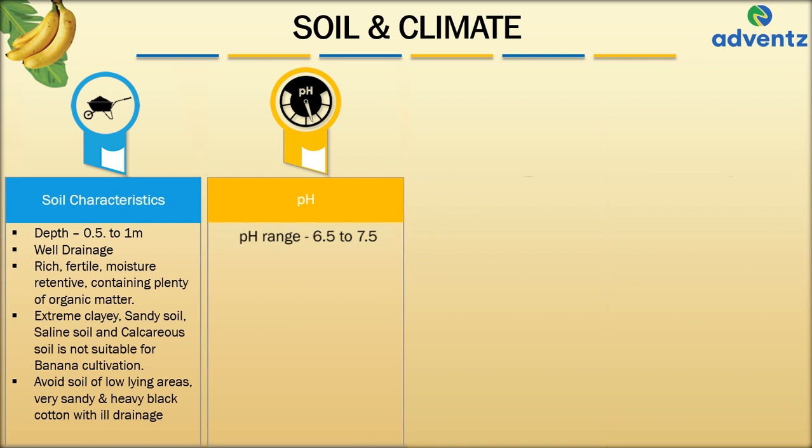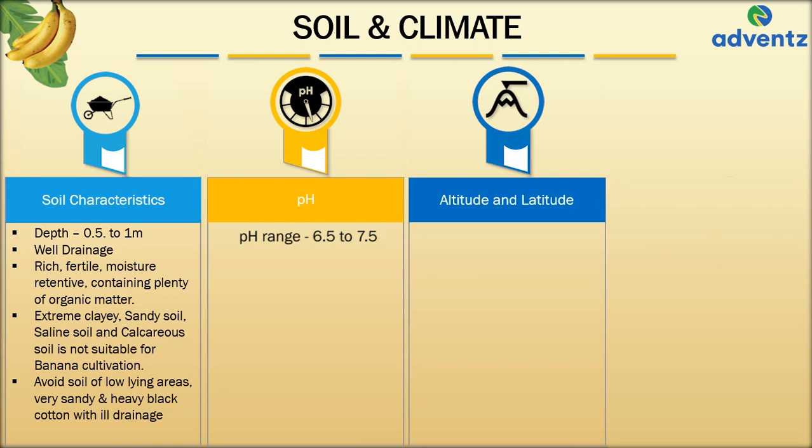Now, let us start with the climate. There are a variety of climatic factors which contribute to banana growth and yield. Let's look at them one by one. The first one is altitude and latitude. Banana is a tropical plant requiring a warm and humid climate. It can be grown from mean sea level to an altitude of 1200 meters. The latitude for banana is 10 degrees north to 12 degrees north.